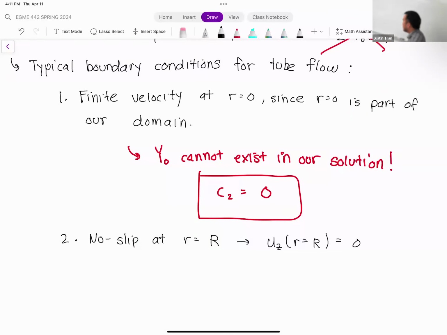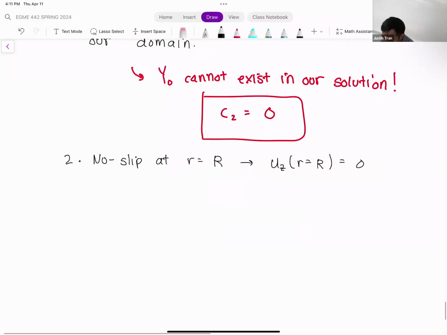Basically saying that when we plug in little r equal to big R, our velocity goes to zero, right? One of the assumptions, of course, is that we have rigid walls. And so we are making that assumption. But if you have rigid walls, that means we have zero velocity at the walls. Okay. So let's go ahead and apply this condition.